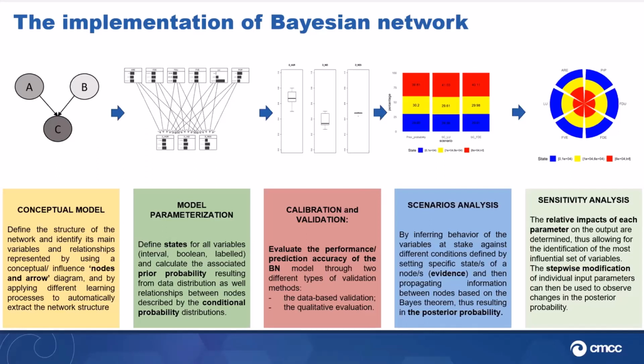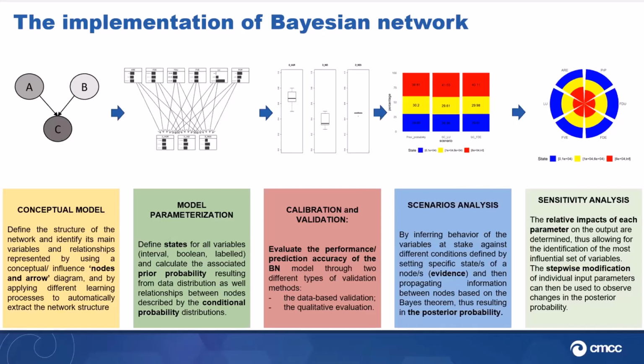After the conceptual model is built, the second step is parameterization by defining the states for each variable. The states depend on the natural characteristics of the variables. For example, if it is land use, it should be land use classes, or it may be discrete data or continuous data. And also the number of classes depends on the needs of the model.